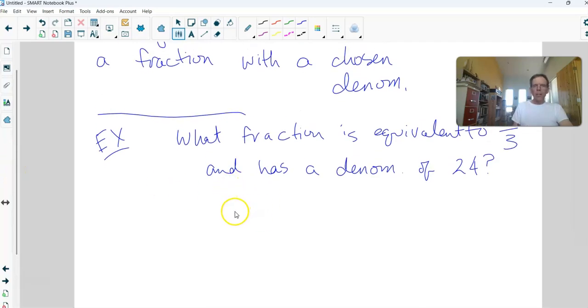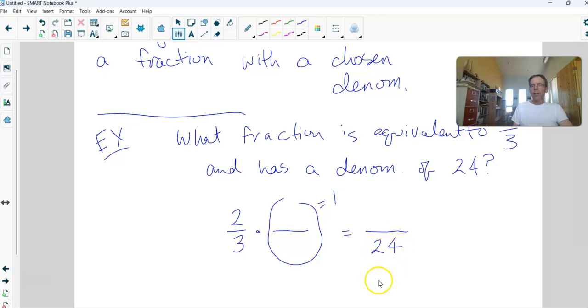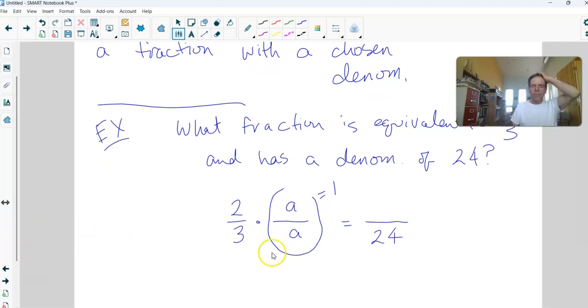Let's set this up the way we did the other ones. Basically, we want 2/3 times a fraction that equals 1, where the final fraction has got 24 in the denominator. So we don't know what this is, we don't know what this is, and we don't know what this is yet, but they're easy to figure out. Okay, so the numbers here I'm going to call A. We're going to find this value of A. I could have used X, but I like A more, at least at the moment.